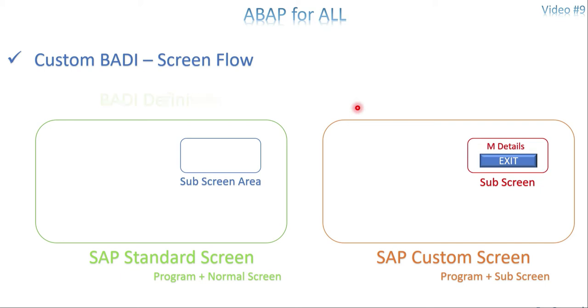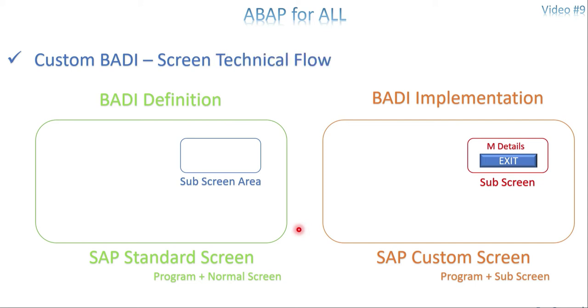So technically we call this the BADI definition and this the BADI implementation. This is the way the BADI definition is going to happen. They have a program and a normal screen, and they are going to assign a place where this particular custom screen is going to be placed, the subscreen area. I hope this is quite understandable for you.